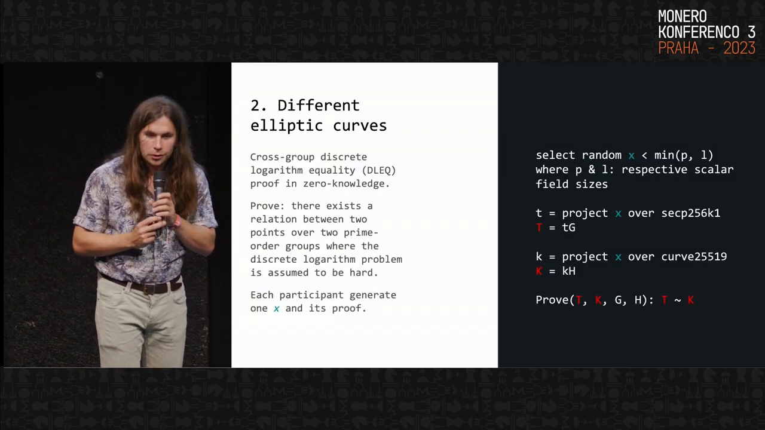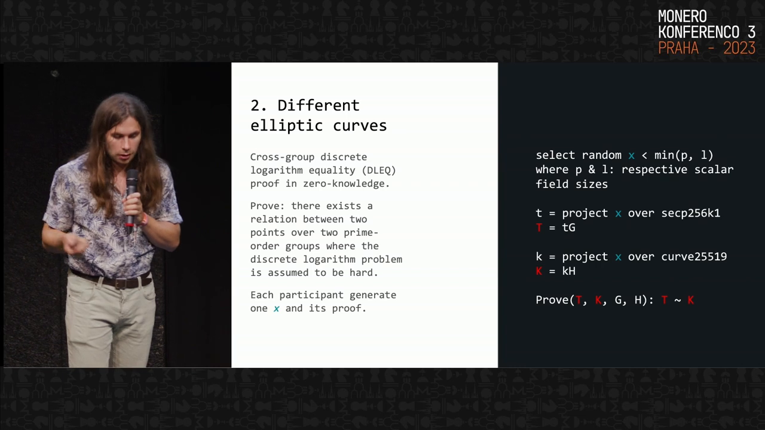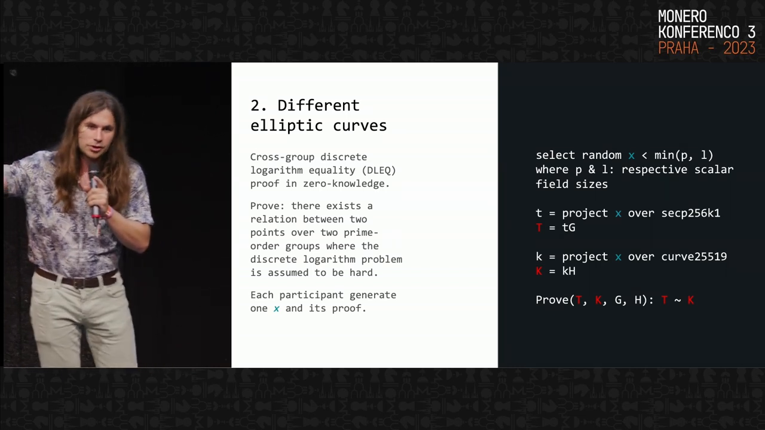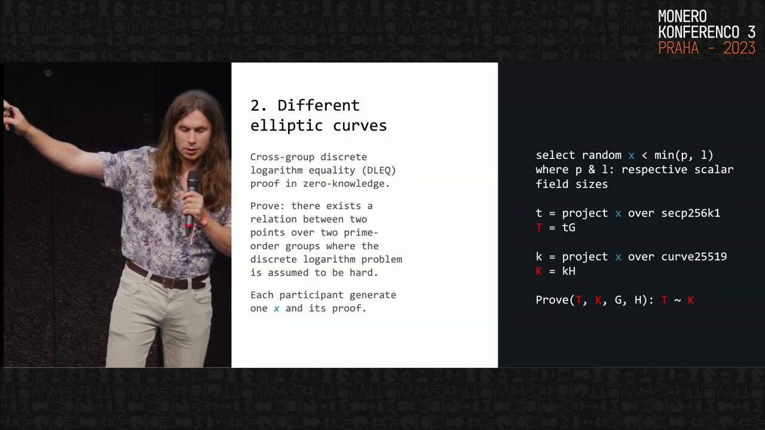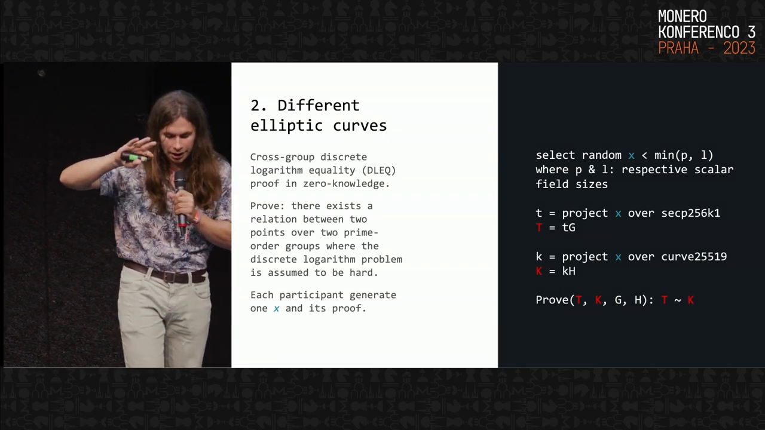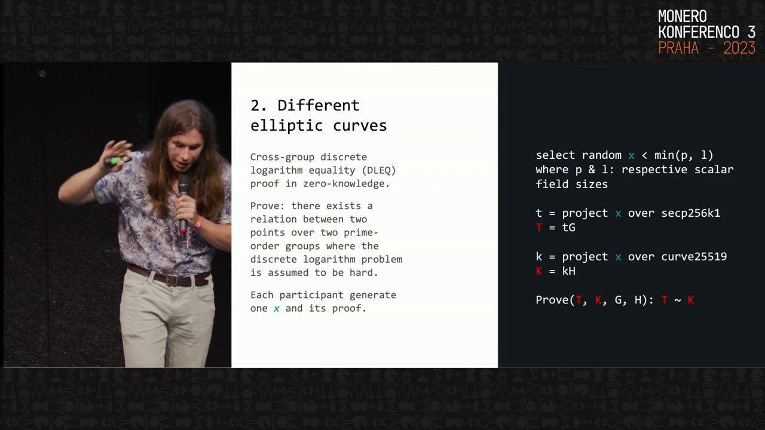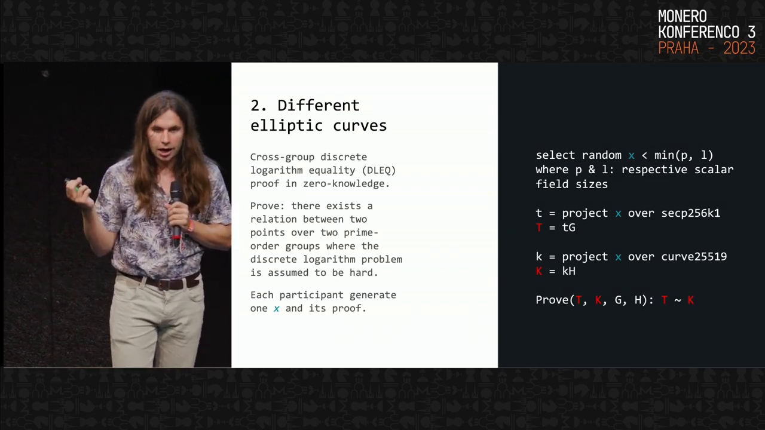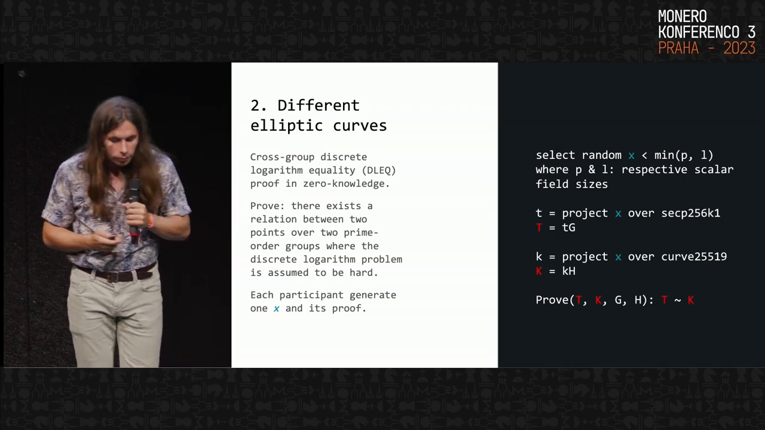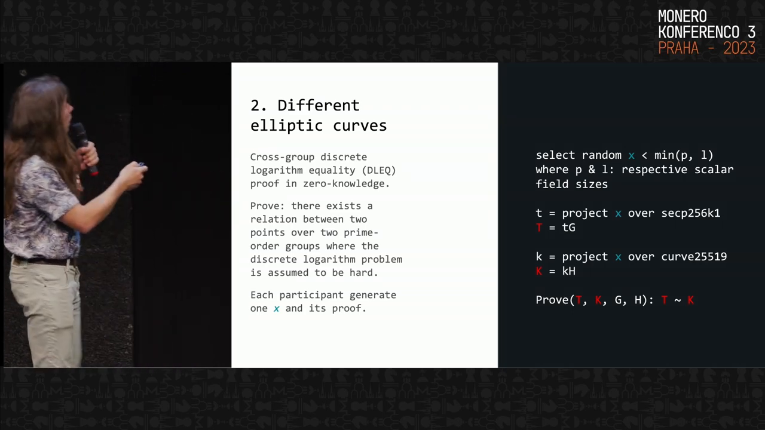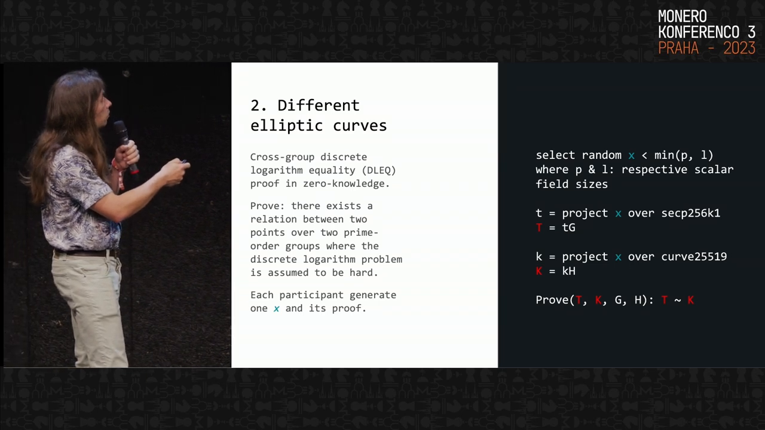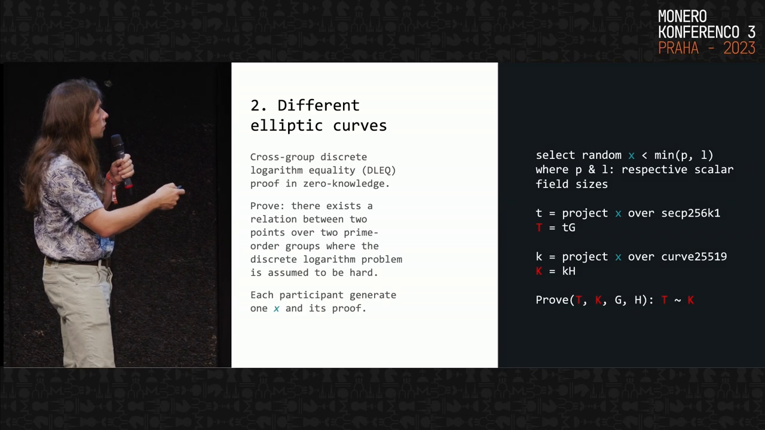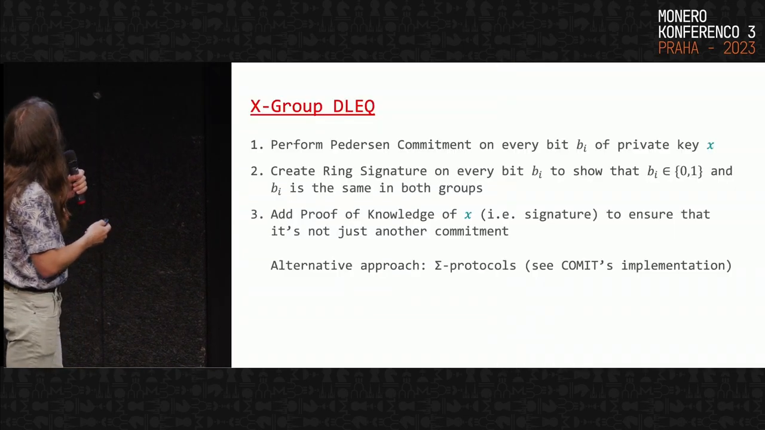And then for the other part, doing this across different curves, we use a discrete log equality proof. What we're going to do there is have a representation of a private key that lives both on the one curve and on the other, in this case secp and curve 25519. And we're going to prove that these two public keys are equivalent and share the same discrete log. So that's what I show over here. In this case, T would be the representation on secp, so Bitcoin, and K is on curve 25519, so Monero. So we're going to prove the equivalence.